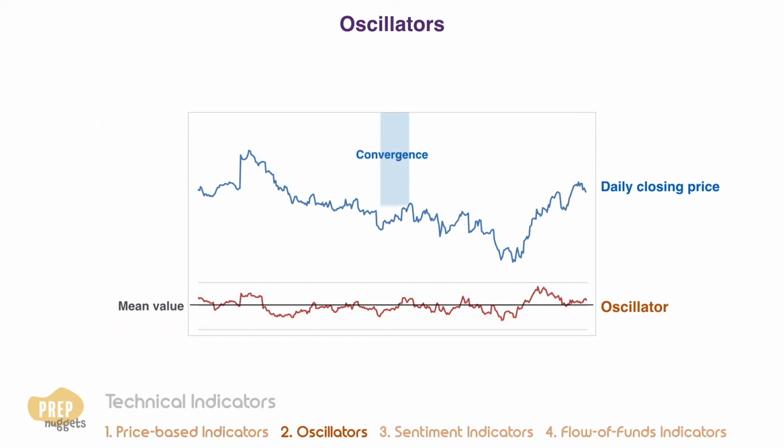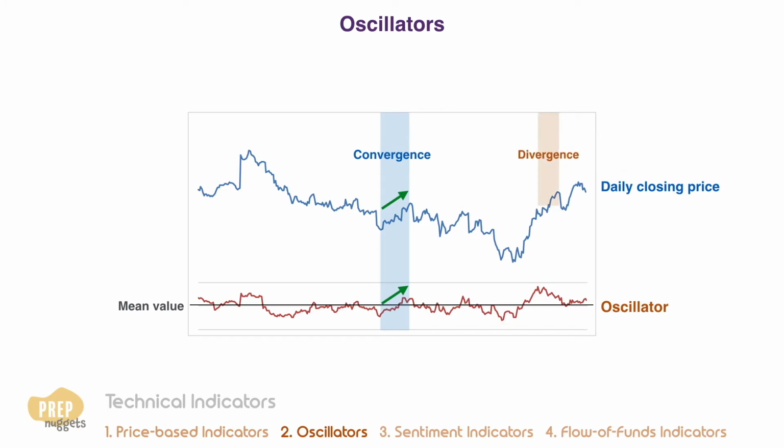Convergence is when the oscillator is moving in tandem with the price. This is an example of convergence where both the price and the oscillator are both trending up. Convergence suggests that the price trend is likely to continue, but in this case, the indicator is wrong, highlighting the reality that technical analysis is not always right.